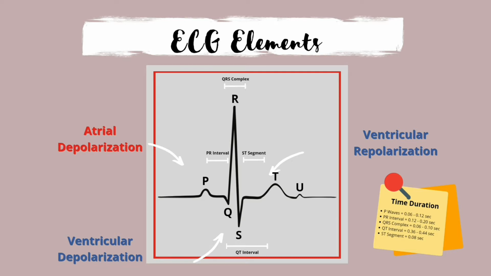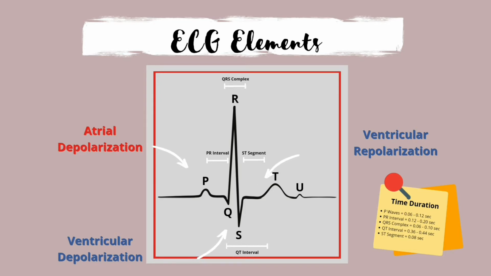The T wave represents ventricular repolarization, which is setting up the cardiac muscle for another contraction. Sometimes, it will be followed by a U wave, that represents the Purkinje fibers repolarization. The QT interval is measured from the beginning of the QRS complex to the end of the T wave. A normal QT interval is about 0.36 to 0.44 seconds.